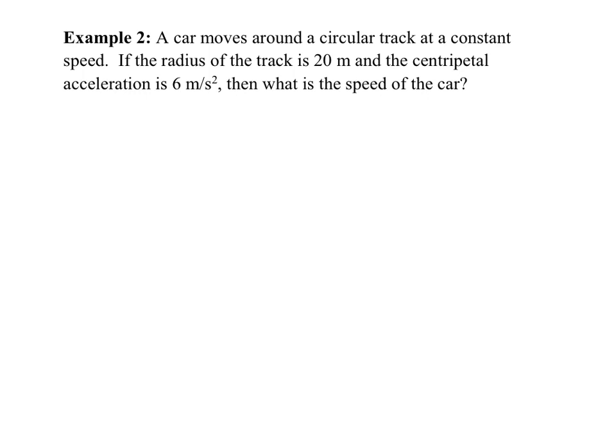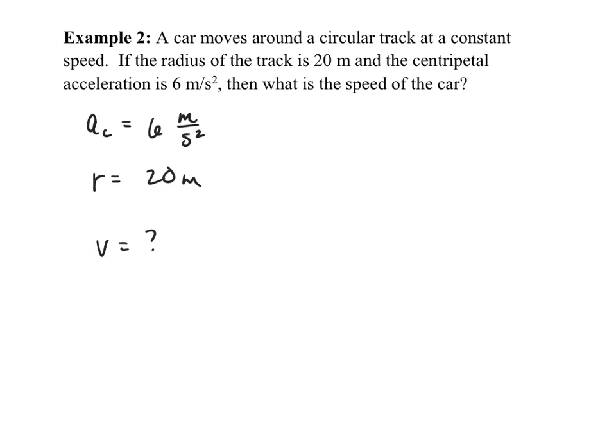So let's start by listing our givens. No need for a free body diagram here, simply because we're not looking at forces just yet. When we get to forces, we'll include free body diagrams. So we have the acceleration, and that's the centripetal acceleration, given as 6 meters per second squared. We've got the radius of the track as 20 meters, and we're trying to find the actual speed of the car.